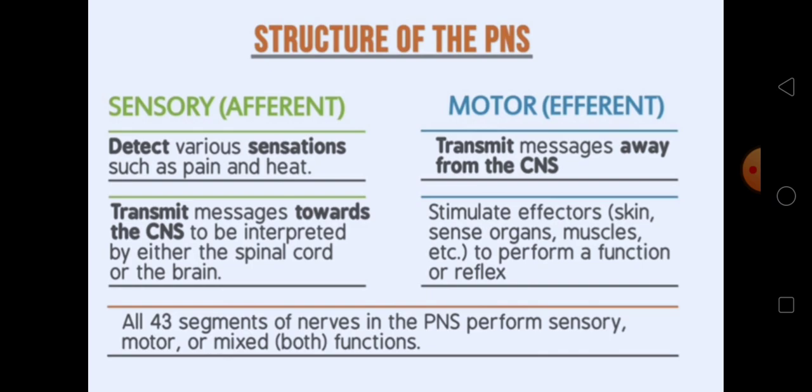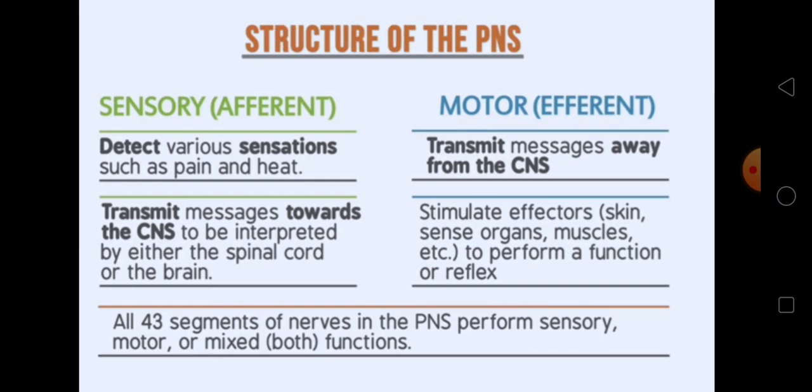So how can we define it? In other words, the structure of the PNS, all 43 segments of the nerves in the PNS, perform a sensory, motor or mixed function. It means that there are sensory nerves, motor nerves and mixed nerves. Sensory nerves sense, motor nerves act, and the mixed nerves combine both sensory and motor functions.